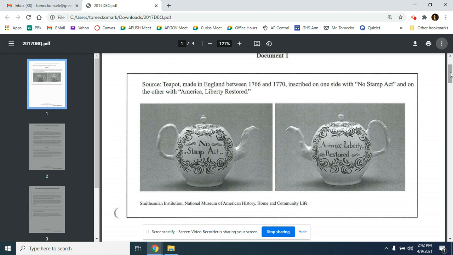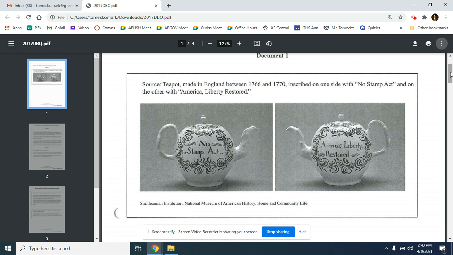But the source information tells you that this teapot was made between 1766 and 1770. Okay, the Stamp Act didn't last forever. It was eventually repealed. And on the other side, it says, America, liberty restored. So this teapot reflects the repeal of the Stamp Act. Now, how would that affect ideas about American independence? Okay, we're maybe thinking about how the Stamp Act itself would have affected those ideas, but what about the repeal? So there's a lot that could be used in this.